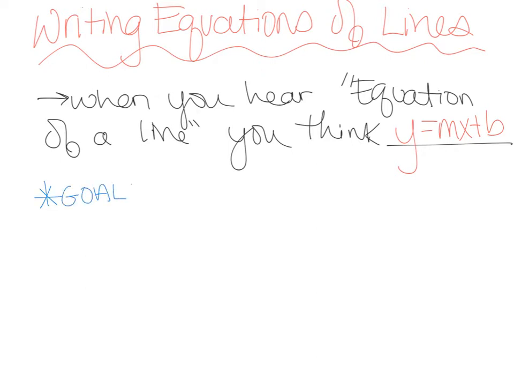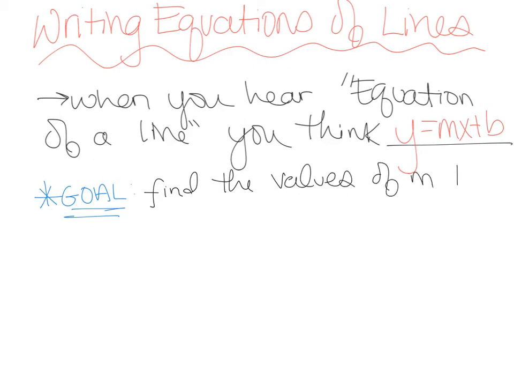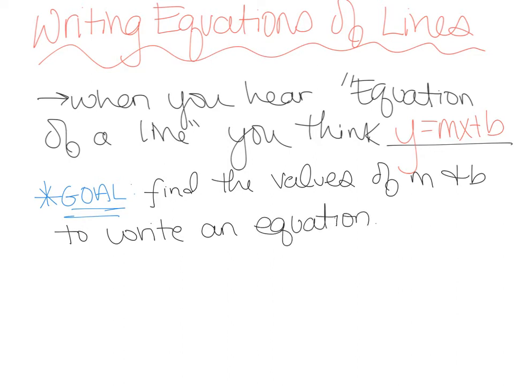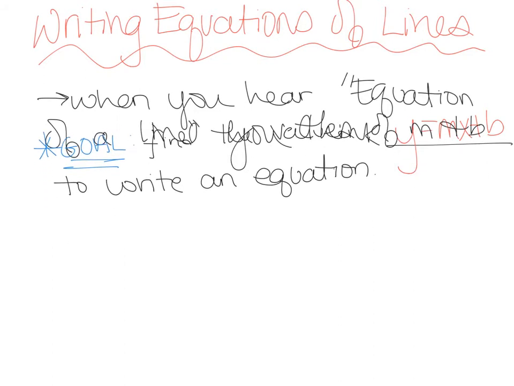Okay? So everything we do in here has a goal. So we have a goal today. Goal: find the values of M and B to write an equation. In order to write an equation, I need to know M and B, so that's my goal. If my goal is that I'm writing equations of lines, I better find M and B so that I can plug them in. Okay? We have 4 different methods in which we can graph lines, and today we're only going to talk about 3 of them.